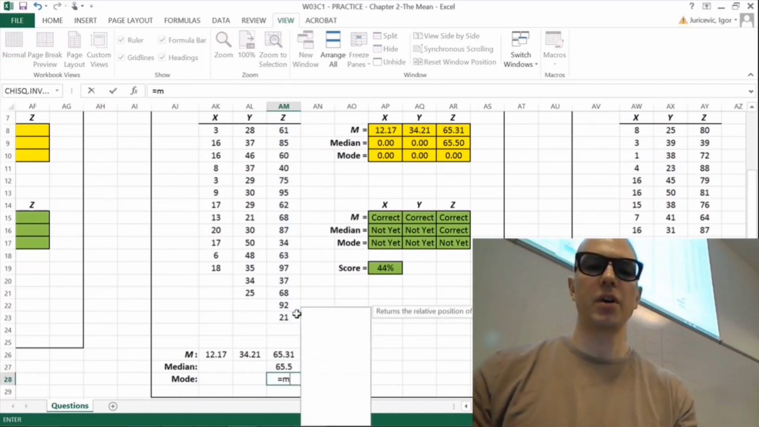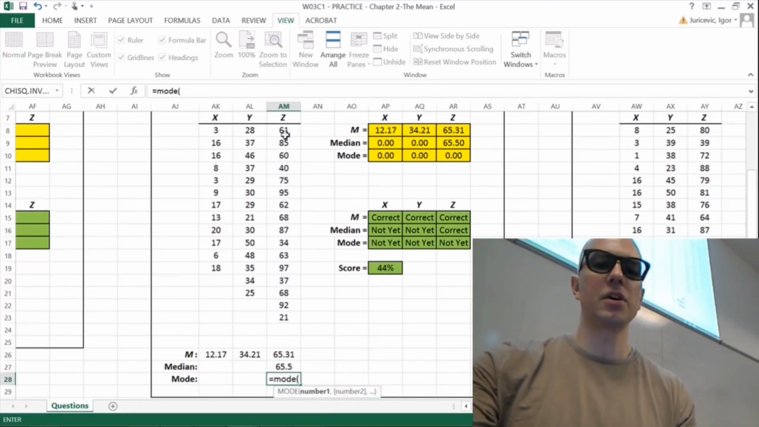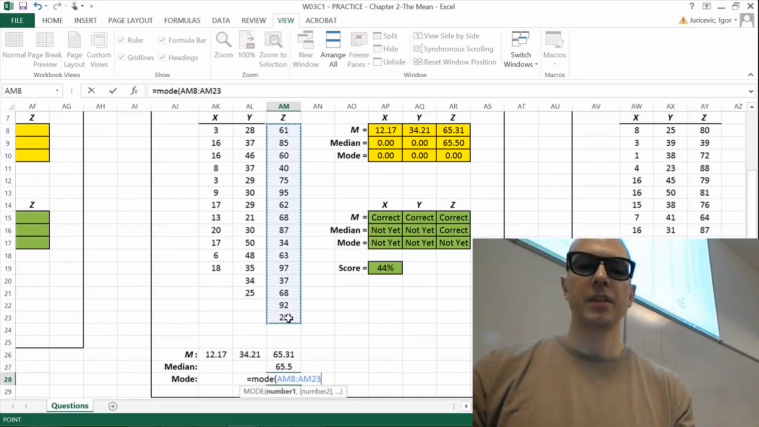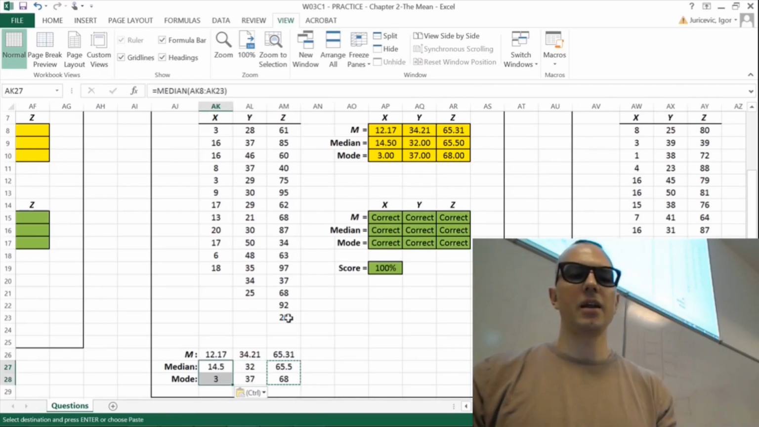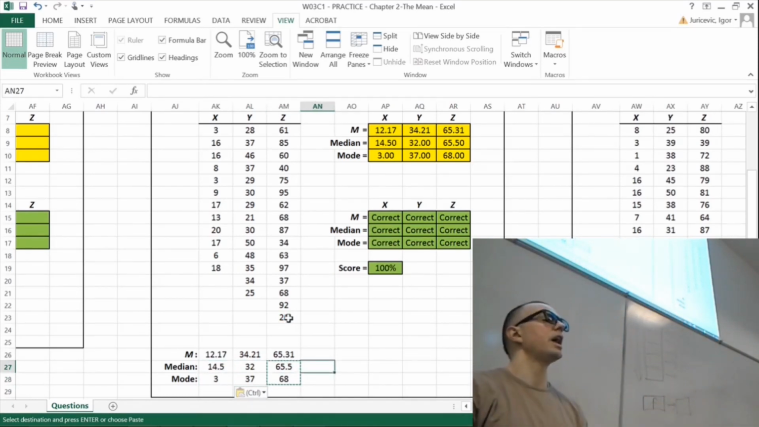We can do it for the mode as well. Highlight the z-scores because they're the most numerous. And then we can take those and copy and paste them. And we can see that now we have calculated all of those measures of central tendency correctly.